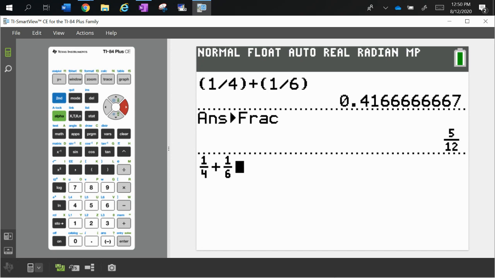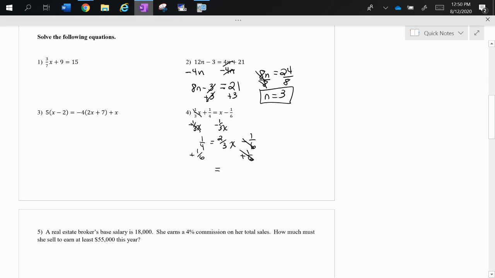Move your cursor to the right by pressing the right arrow at the top. And then when I put my fractions in as fractions rather than division signs, then I get my answer as a fraction. So you can choose whichever way you'd like. It doesn't matter. So you can practice that. We're going to have lots of time to practice that this year.